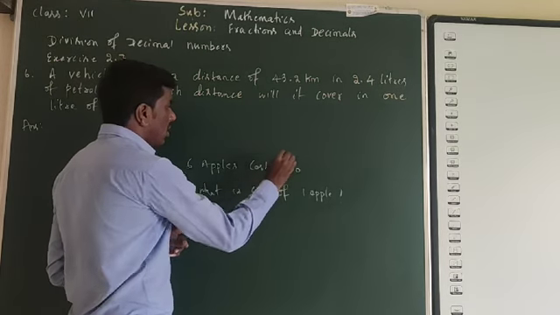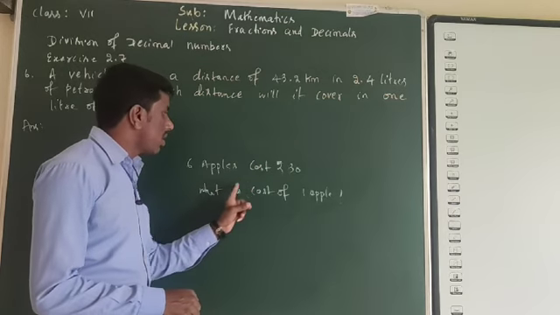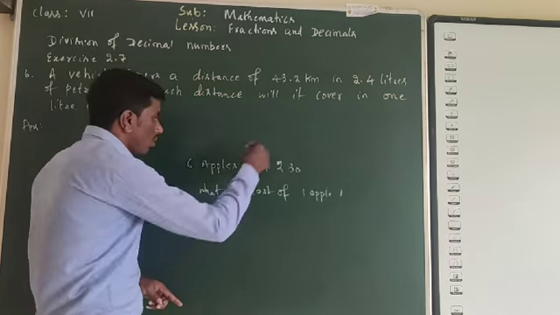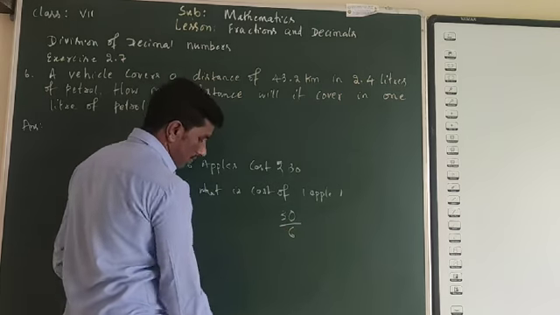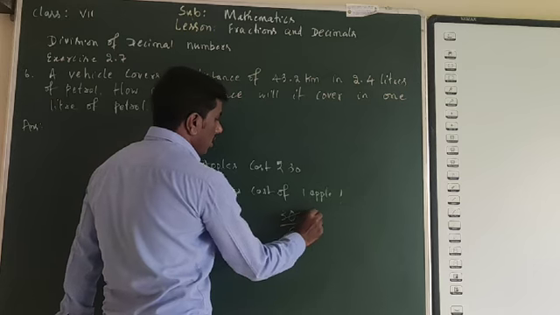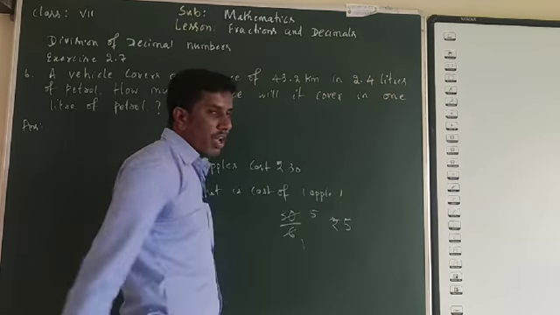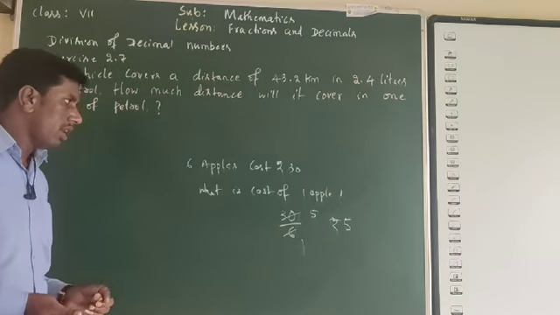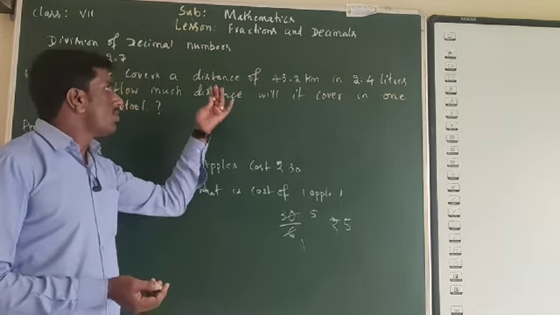6 apples cost 30 rupees. What is the cost of 1 apple? So what we need to do is take 30 divided by 6. 6 ones are 6, 6 fives are 30. So rupees 5 will be the cost for 1 apple. Right? That is the unitary method that we have learned in class 6. Here also the same concept.